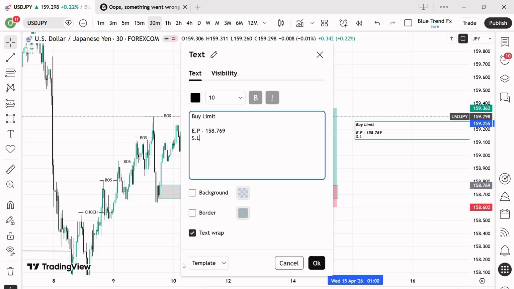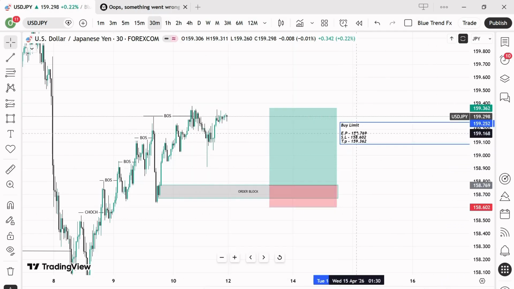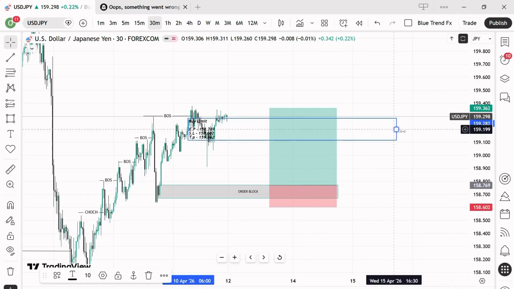The SL is going to be 158.602, while the take profit is going to be 159.362. So yeah, that is it, guys. Feel free to take a screenshot.